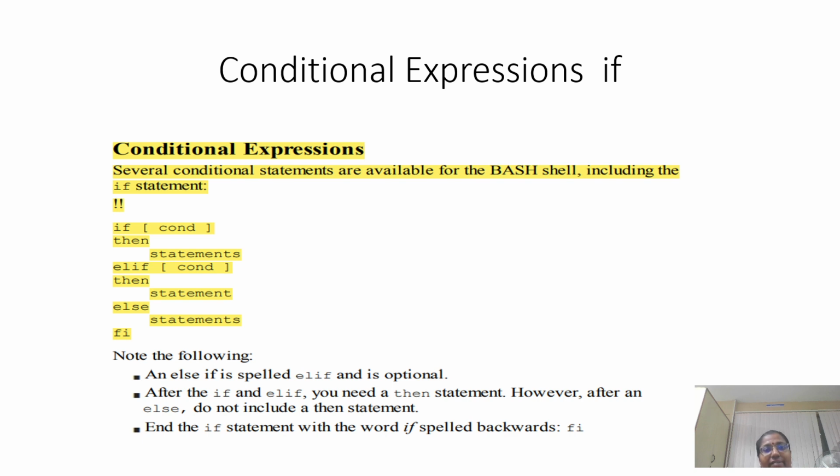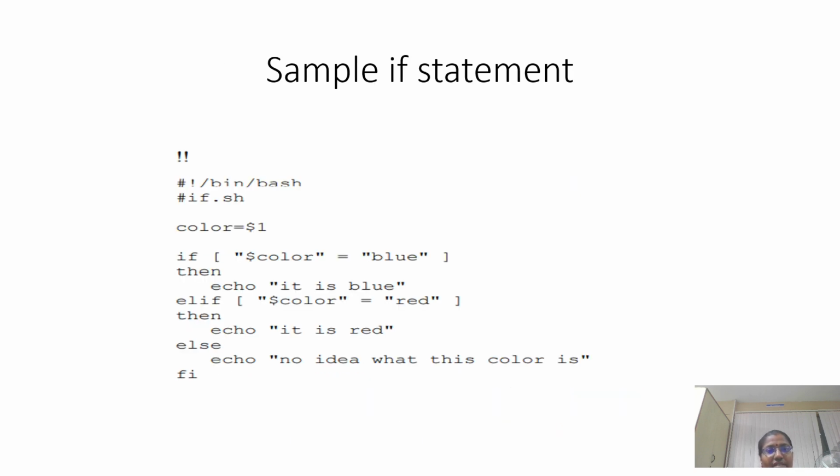Like in other languages, you can use conditional expressions in your shell script, like if, then, elif. This is a sample if statement to display a color. This is the first line, the default line, slash bin slash bash, in if.sh. If the input variable color is blue, it will display blue. If the input variable color is red, it will display red, else it displays no idea what this color is.